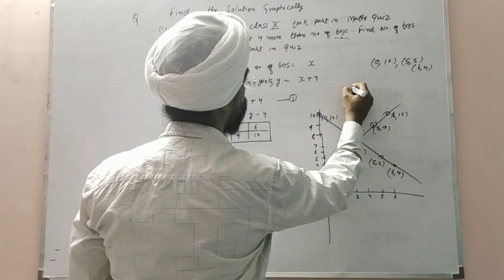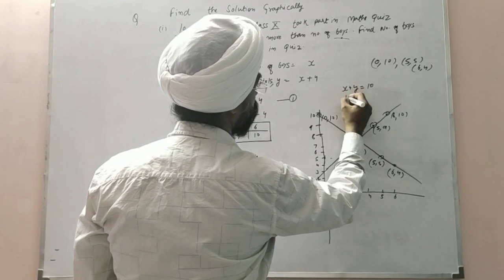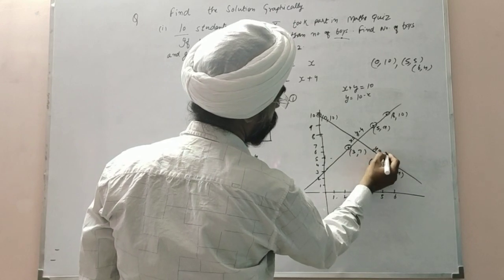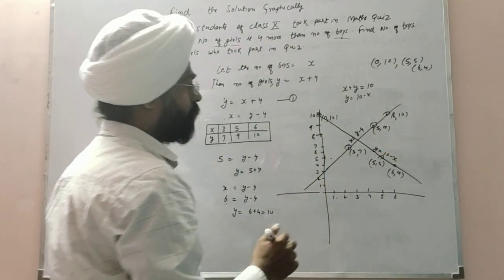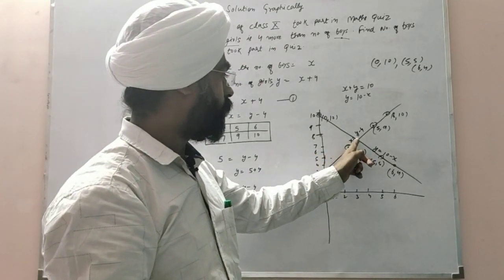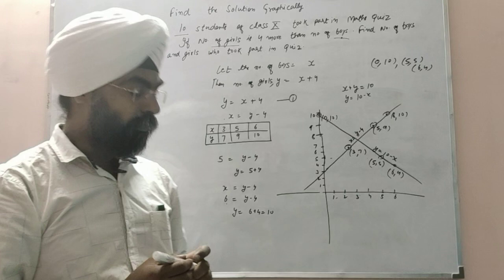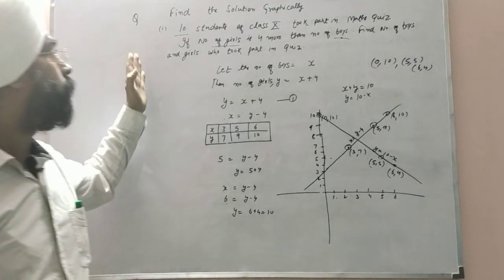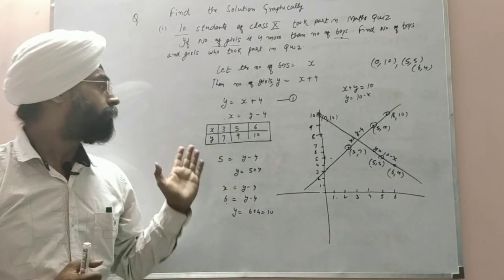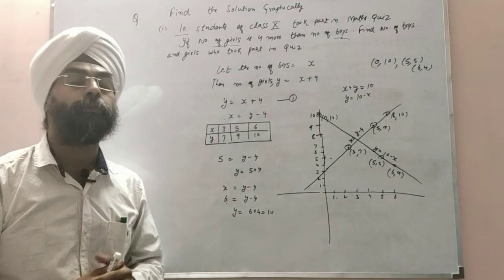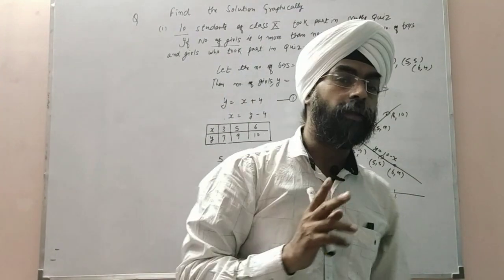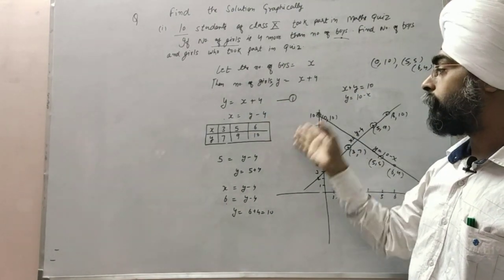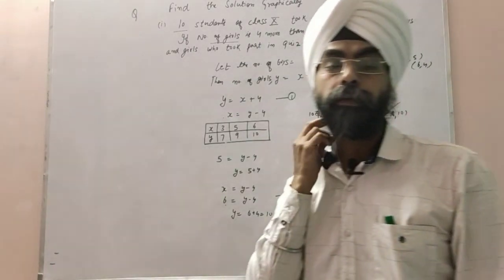What was the equation? x plus y equal to 10, or y equal to 10 minus x. You can write it as y equal to 10 minus x over here. Now you need to find the point where these lines intersect. That will be a common point to both the equations, right? So this is how we have solved this question graphically. Whenever the number of students is given, the first step is to find the two equations, make the table and plot the coordinate points on the graph paper.